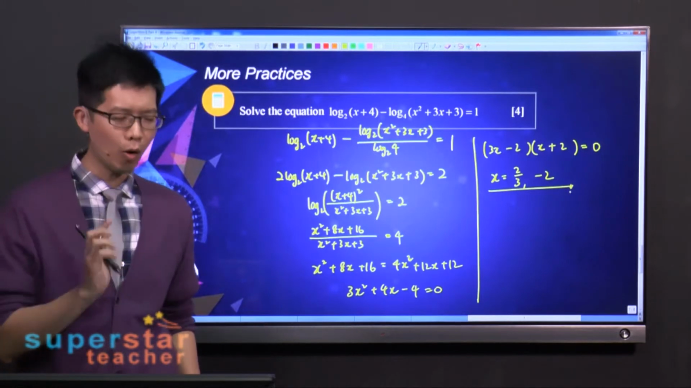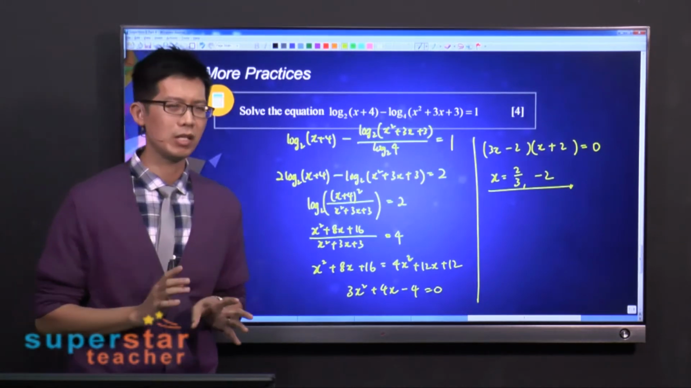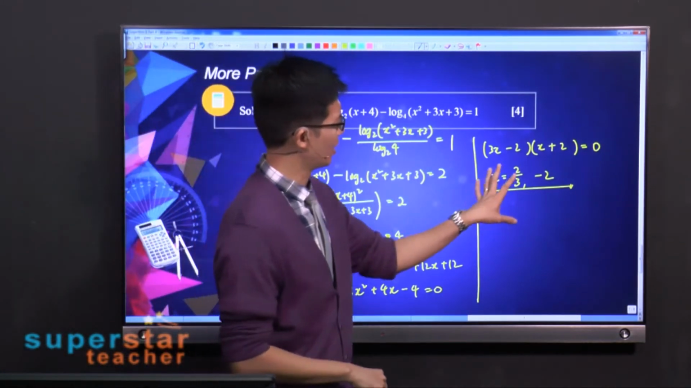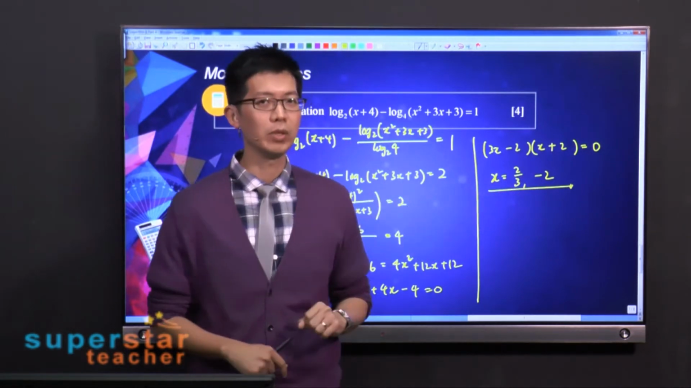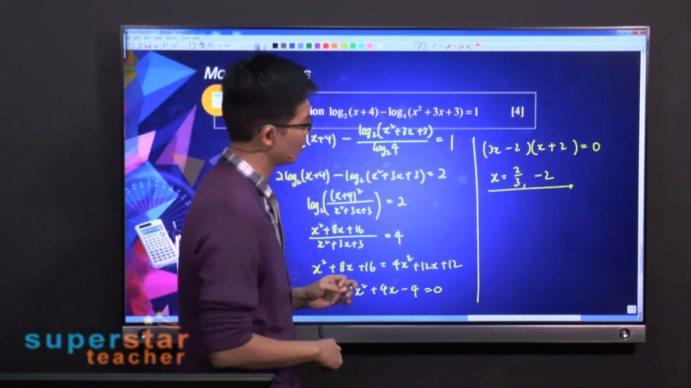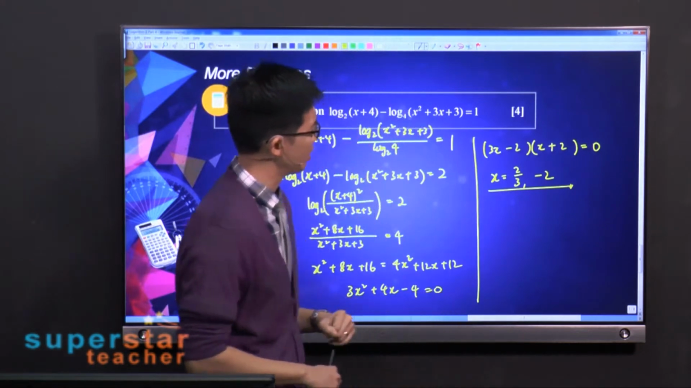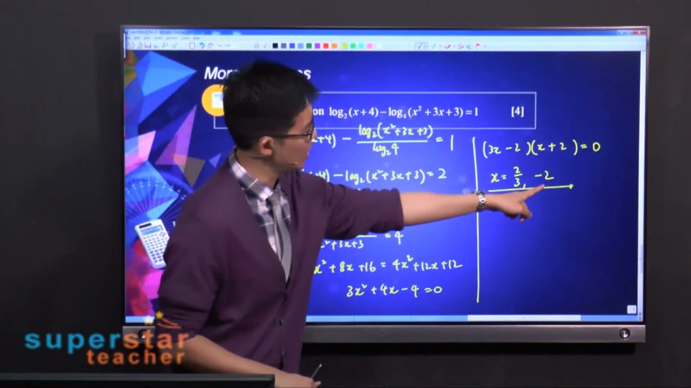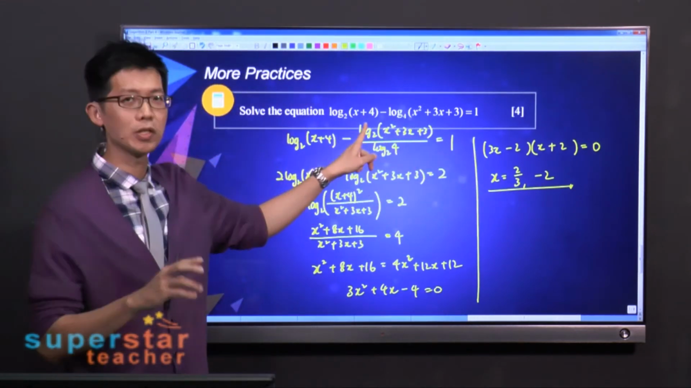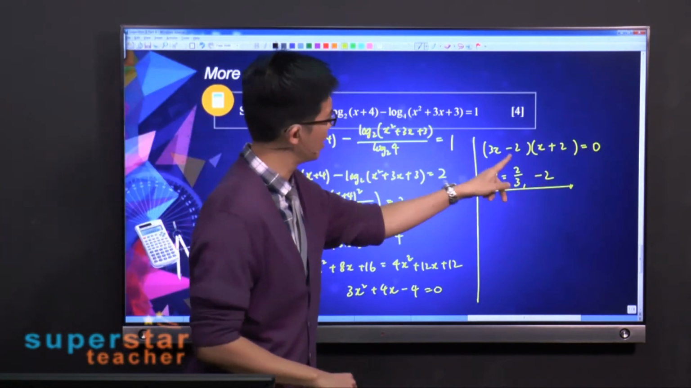And again, like all log questions, for an equation involving log, every time we get an answer, especially a negative answer, we try to be a bit more careful and double check whether it works or not. So let's put this in. Minus 2 plus 4 is still positive. I think that's great.